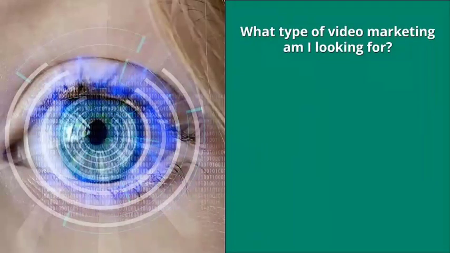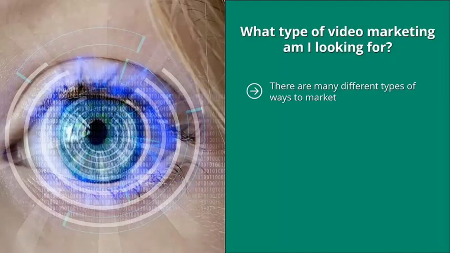What type of video marketing am I looking for? There are many different types of ways to market. You can market by offering videos, so when you watch a video, it's really a review of a specific product. The great thing about reviews is that people who read reviews or watch review videos are actually already interested in the product. They just need to be sure that they're making the right decision, but unfortunately, that's only one type of marketing. Videos involving consumer guides.